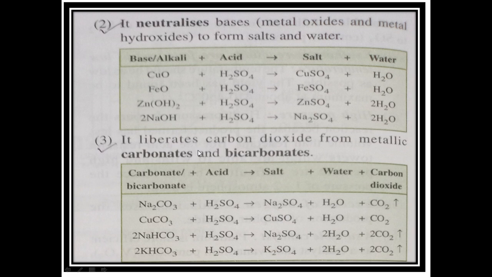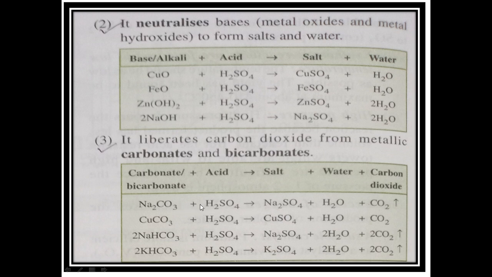Here, acid means dilute acid. We are talking about dilute sulfuric acid. So whatever acid is written here, these acids are dilute sulfuric acid. Dilute sulfuric acid reacts with carbonates and bicarbonates to give metal sulfates plus water plus carbon dioxide gas. So when carbonate or bicarbonate combines with acid, one of the gases will be carbon dioxide.